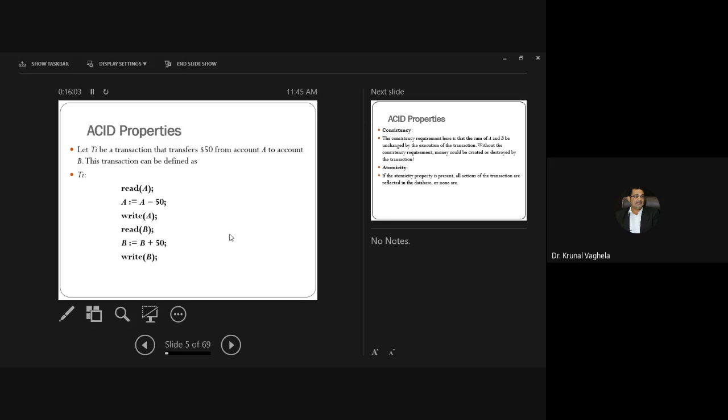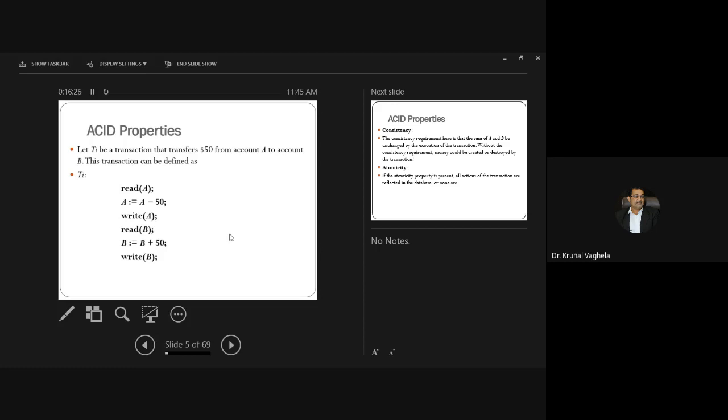No, generally I'm asking in a single line what it is doing. Okay, excellent. It is transacting 50 from A to B. Now it can be account money, it can be quantity, it can be anything. But transacting 50 from A to B.